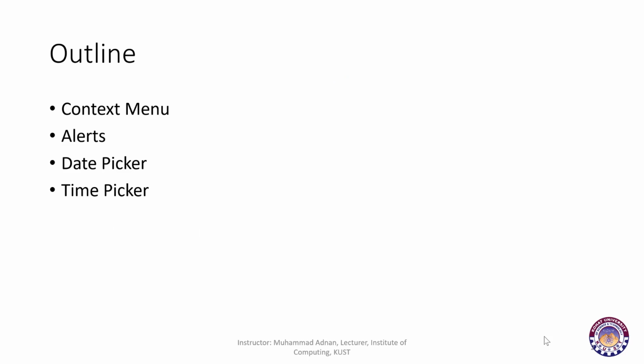So the outline of today's lecture is that first we are going to study context menu. We are going to implement a context menu by creating a simple app. Then we are going to discuss what alerts are, and once again, for understanding alerts, we are going to develop a small app so you will get an idea of how and where we can use alerts. Then if we have time, we are going to discuss date pickers and time pickers, which are built-in classes or elements in the Android SDK.